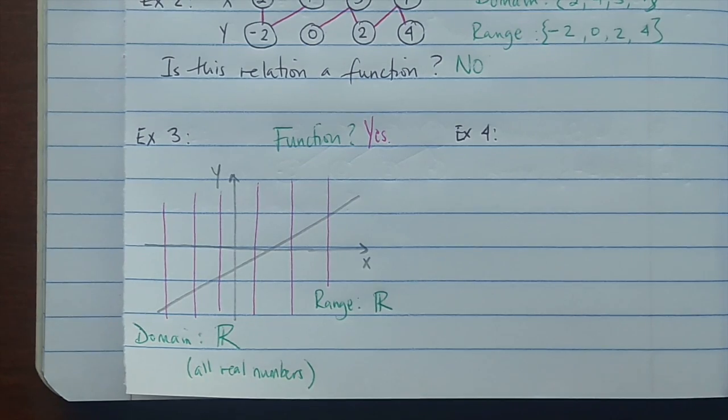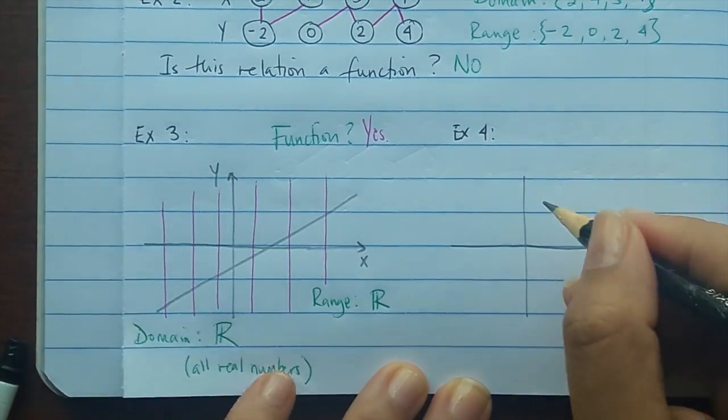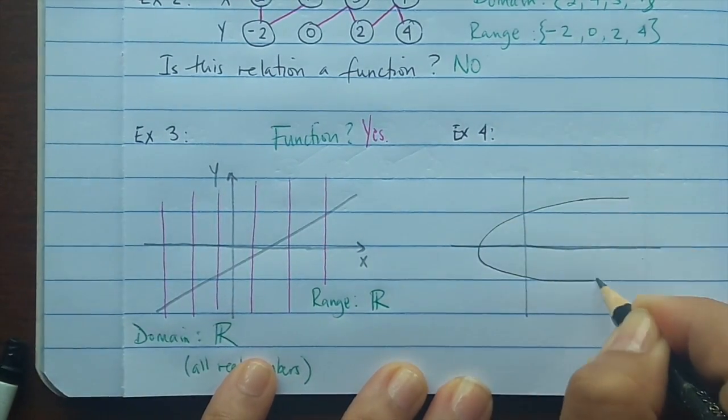Alright, let's take a look at an example. I'll give you an example. Same thing of a graph, only this time I'm going to make it cross more than one time. So let's say it looks something like this.